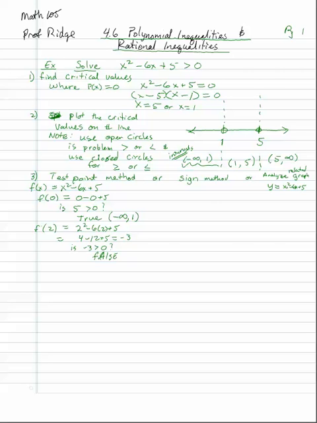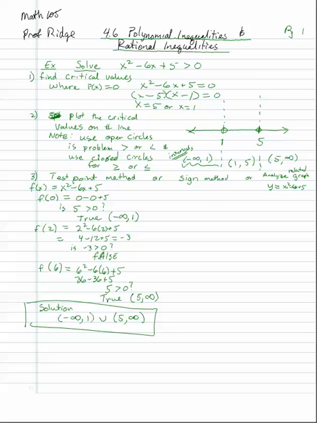And then we're going to check f of 6. So 6 squared minus 6 times 6 plus 5 is 36 minus 36 plus 5, which is 5. Is 5 greater than 0? True. So that means 5 to infinity is true. Once you determine which intervals are true, that's your solution set. The intervals that are false are not part of the solution set. So our solution is negative infinity to 1, union 5 to infinity.